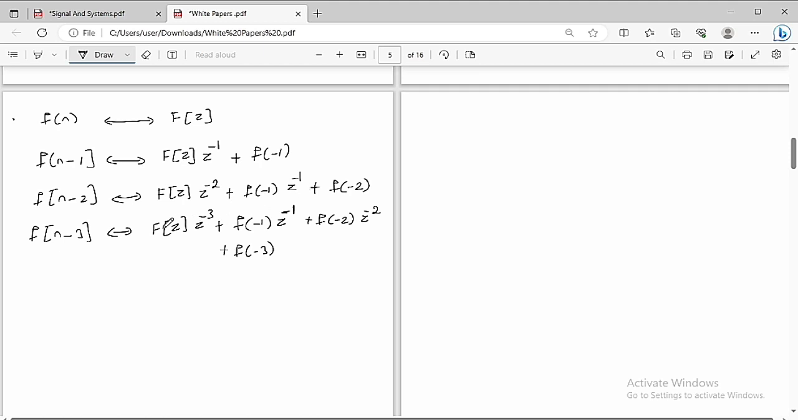Right? Now f of z into z to the power of minus 3. Then f of minus 1, f of minus 2, f of minus 3. So write until up to f of minus 3. Here minus 1 means here also minus 1. Here minus 2 means here also minus 2. So don't write anything here.